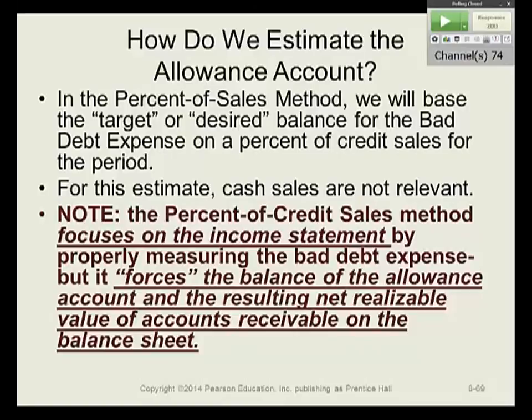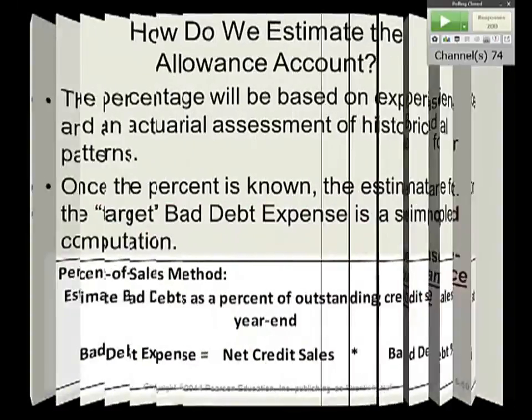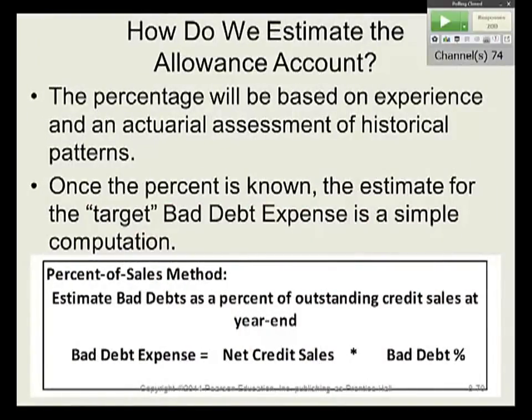So you have some methods of accounting and some methods of analysis that look mostly at the income statement and don't pay much attention to, or sort of give up a little on, the balance sheet, and other methods with a balance sheet focus. The percentage of credit sales is an income statement focused method. It emphasizes the bad debt expense and de-emphasizes the allowance on the balance sheet and the net realizable value.